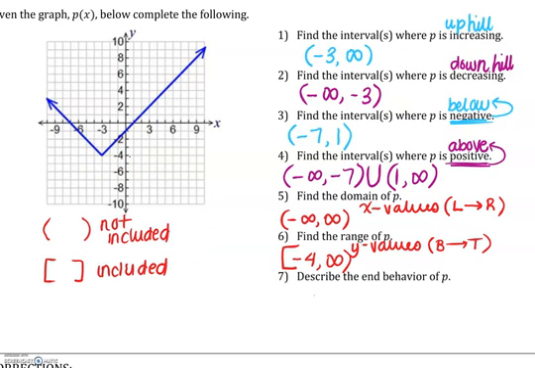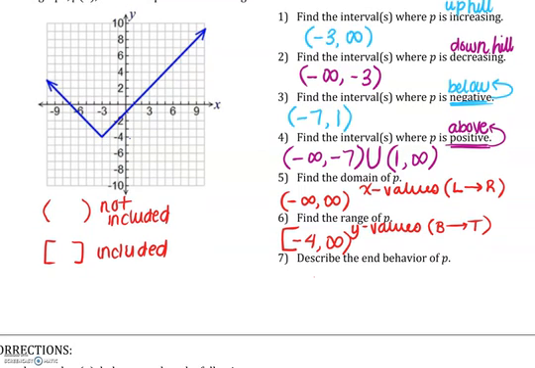All right, last thing is our end behavior. So we're going to go ahead and write our limit notation. I have the limit of our graph, which is p of x, as x approaches infinity. And I have the limit of our graph p of x as x goes towards negative infinity.